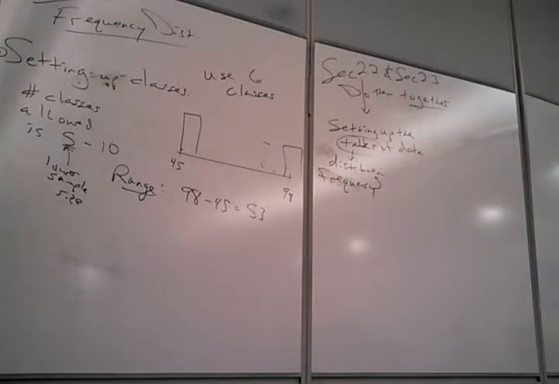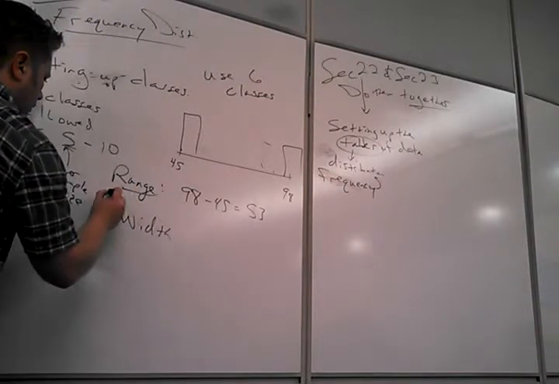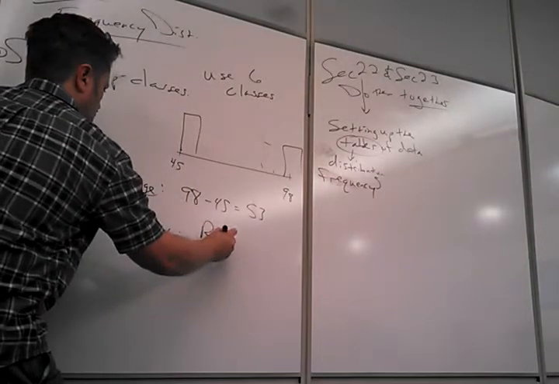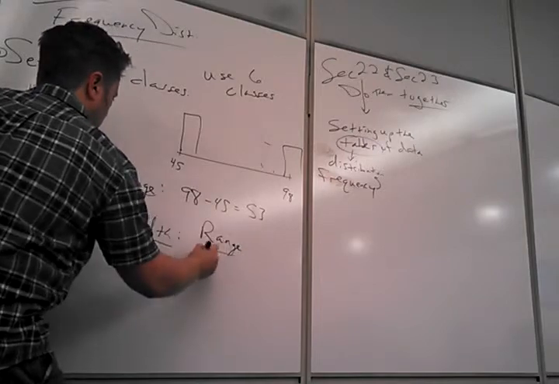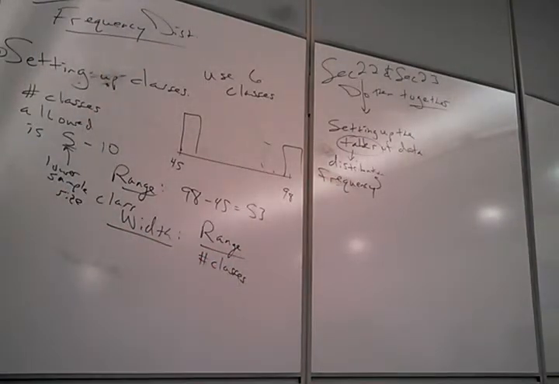And I know I want to use 6 rectangles. How wide does each one have to be? Well, I've got a distance that I have to do what with for these rectangles? Divide it. I love it. You've got to divide the distance you have among 6 rectangles. So to get the class width, it's going to be range divided by number of classes.